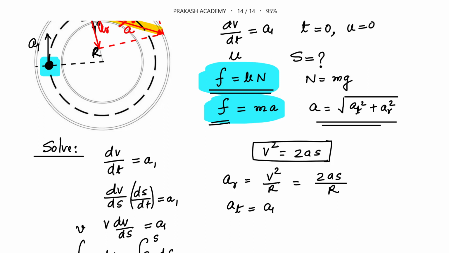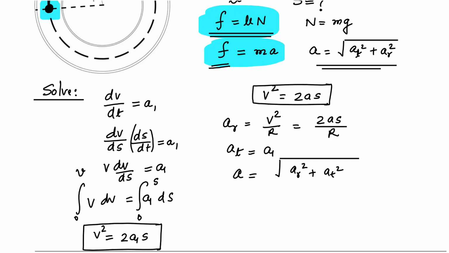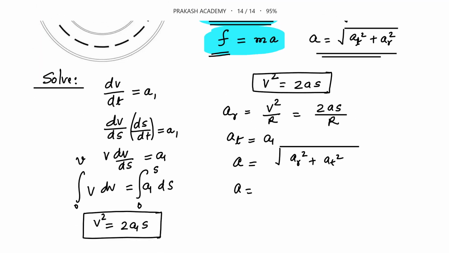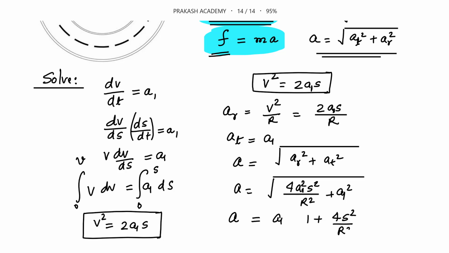So we can find the total acceleration. This is basically the square root of ar square plus at square. So a is equal to the square root of 4a1 square s square divided by r square, plus a1 square. So let's write a1 everywhere. You can take a1 common. So acceleration a = a1 times the square root of 1 plus 4s square divided by r square. So this is the acceleration.